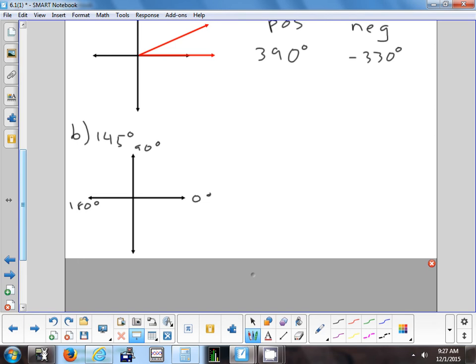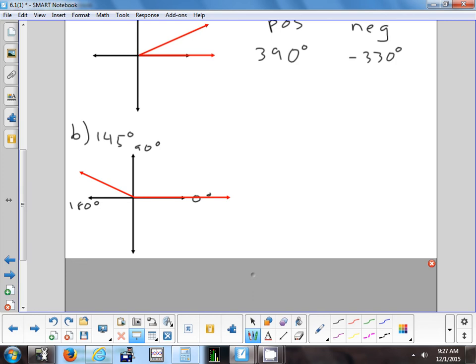Yeah, 145 is a little closer to 180. 135 is right in the middle. So 145, just make it a little closer to 180. So always put your initial side there. Okay, that's about halfway. Just make it a little more. Okay, and there's my angle.